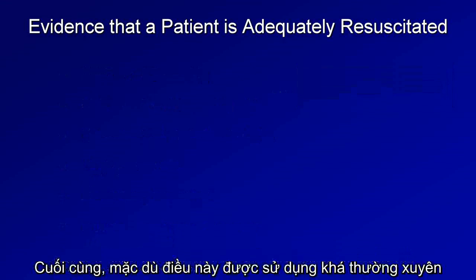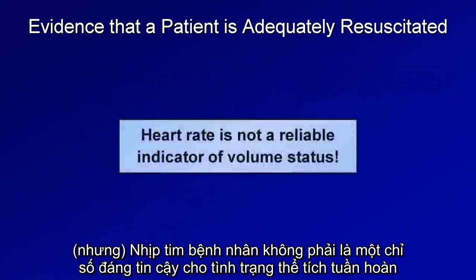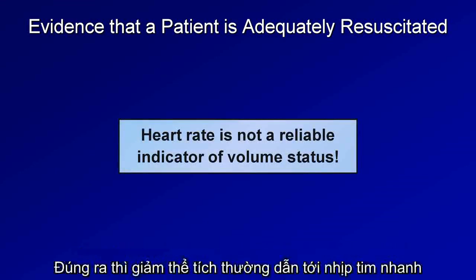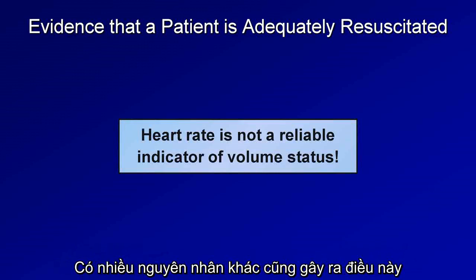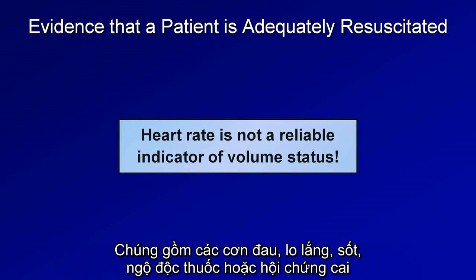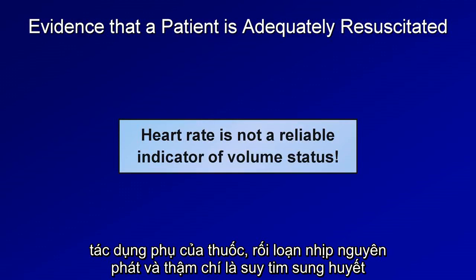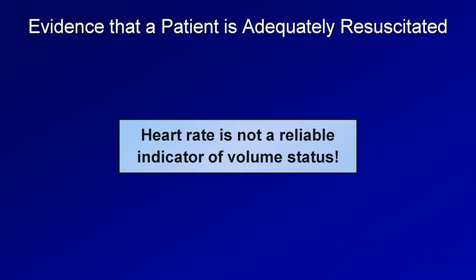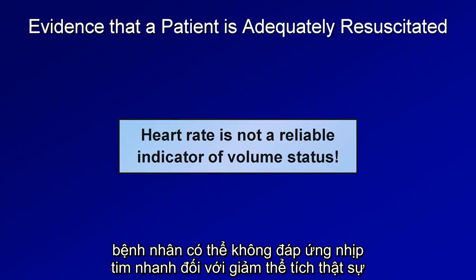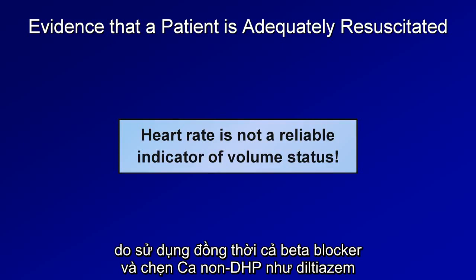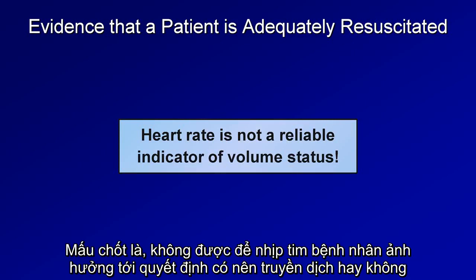Finally, although I see this used on a fairly regular basis, a patient's heart rate is not a reliable indicator of volume status. While it's true that hypovolemia usually leads to tachycardia, there are many other things that do also. These include pain, anxiety, fever, drug intoxication or withdrawal, medication side effects, primary arrhythmias, and even congestive heart failure. And patients can have a failure to mount a tachycardic response to true hypovolemia due to concurrent use of beta blockers or non-dihydropyridine calcium channel blockers such as diltiazem. Bottom line, never use a patient's heart rate to impact the decision as to whether IV fluids should be administered.